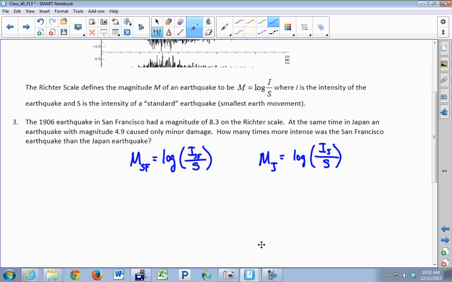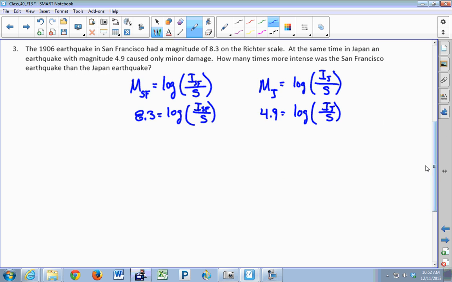Okay. So we do know one of the values for these numbers. We know the magnitude of the San Francisco earthquake because it's given to us by this number right here, 8.3. That's how it was measured on the Richter scale. 8.3 is equal to the log of the intensity of that earthquake divided by S. And we know the Japanese earthquake was 4.9, and that equals the log of the intensity of the Japanese earthquake divided by S.